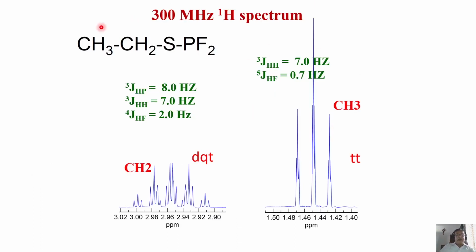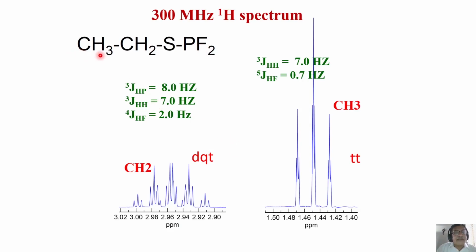Let us look at the spectrum of this molecule: CH3, CH2, SPF2. Now, observable NMR nuclei for detection, we have three here. I'm not bothered about the sulfur. I'm looking for phosphorus, fluorine, and proton. All three I'm seeing. I have a CH3 group and a CH2 group. Forget about sulfur, but it is in the molecule. I have phosphorus and fluorine. As far as I am concerned, there are three abundant heteronuclei. Remember, abundant. All this coupling can be clearly seen in the spectrum.